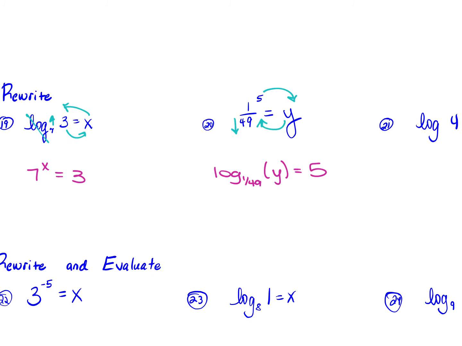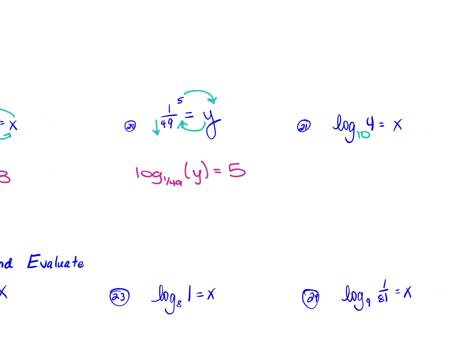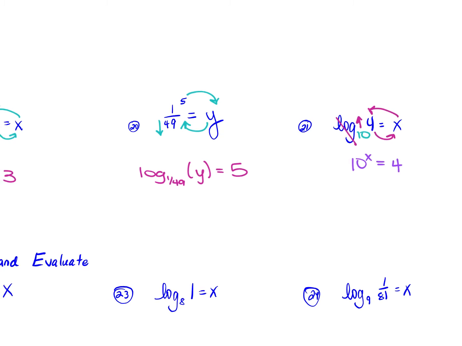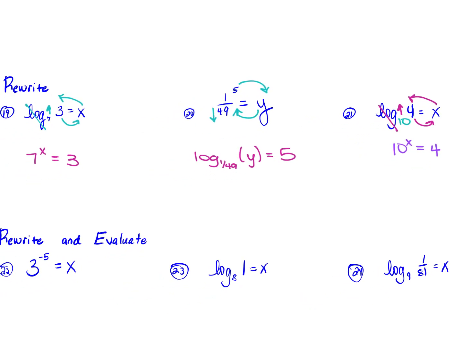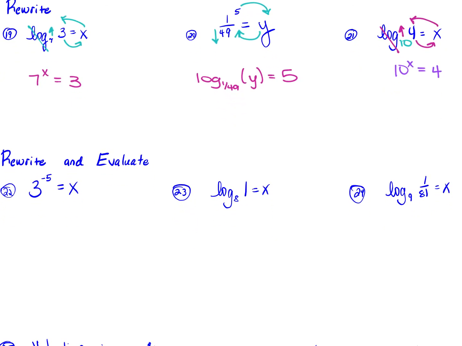So for 21, it gives you log 4 equals x. Log 4 is the same exact thing as saying log base 10 of 4 is equal to x. So if we get rid of that log, bring that 10 up, and work counterclockwise, the x is going to become our power, the 4 becomes our answer. So that's going to give us 10 to the power of x is equal to 4. And that's when there's no number attached to the log for its base. Yep, it's automatically 10.